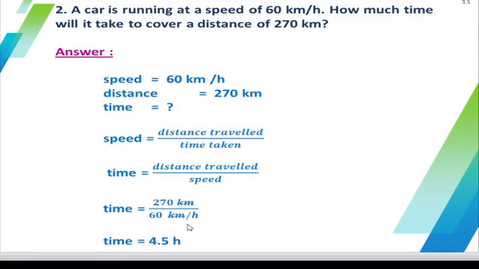Another numerical problem. A car is running at a speed of 60 kilometer per hour. How much time will it take to cover a distance of 270 kilometer? These are the values we should note down. Then write the formula: speed is equal to distance traveled by time taken. What we need is time, so arrange this formula: time goes to upside and the speed goes to downside. Then substitute the values: distance 270 kilometer and speed 60 kilometer per hour. Kilometer will be cancelled, the zero is cancelled, and the remaining value is 4.5 hours. When we divide these values, that is the final answer.